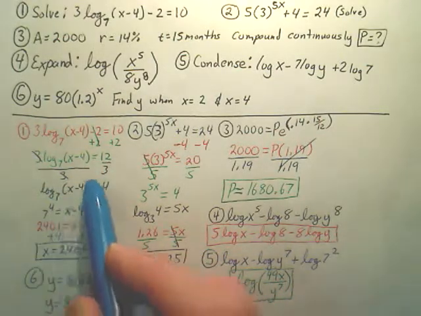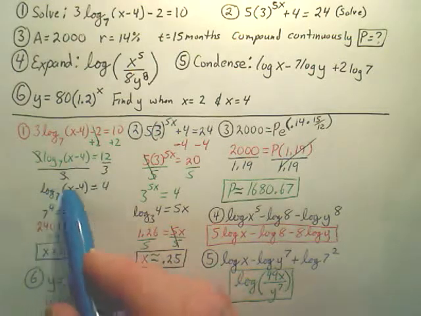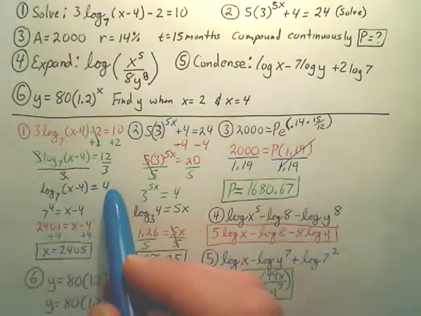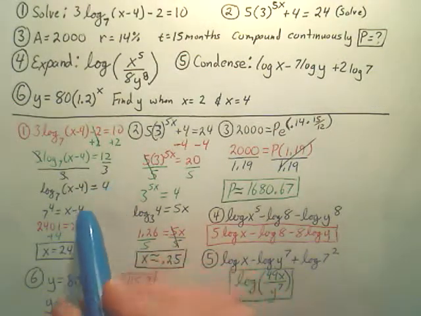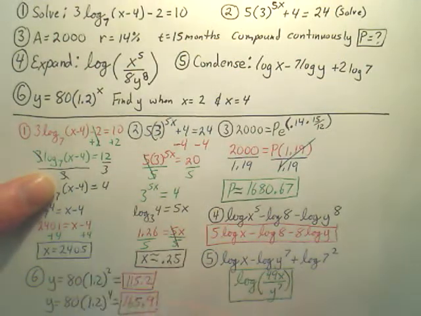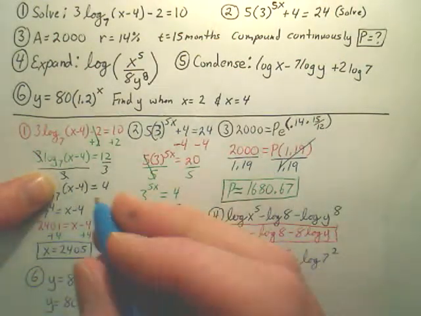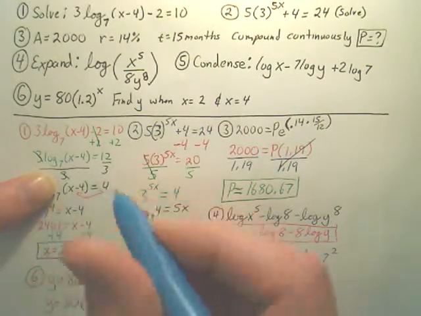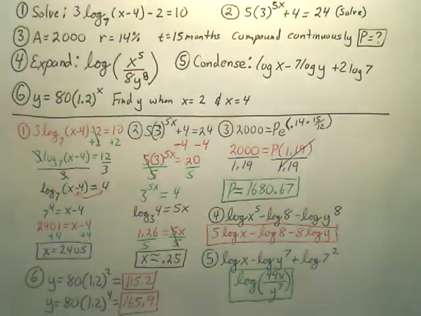Once you have it as a log, you have to convert it into an exponent. Transform it to an exponent, because you cannot solve this in this form. In order to do that, what you do is you drop the log and you switch these two. Okay, so you drop the log and then you're going to switch the 4 and the x minus 4.